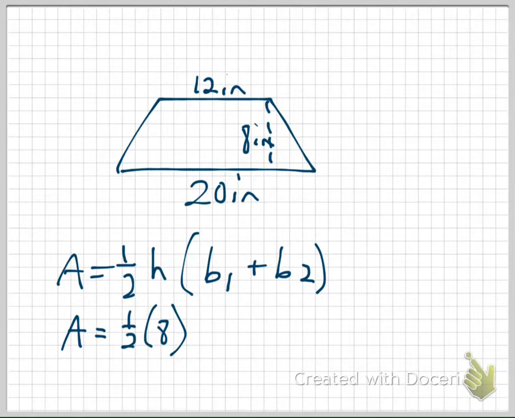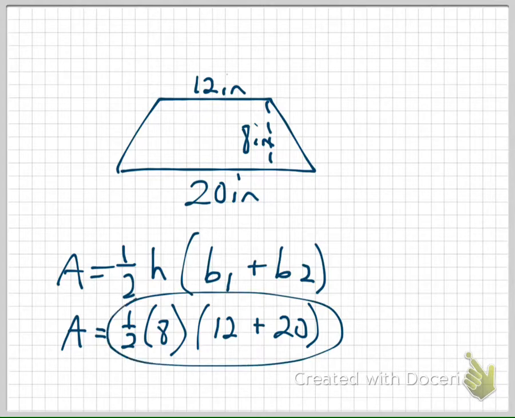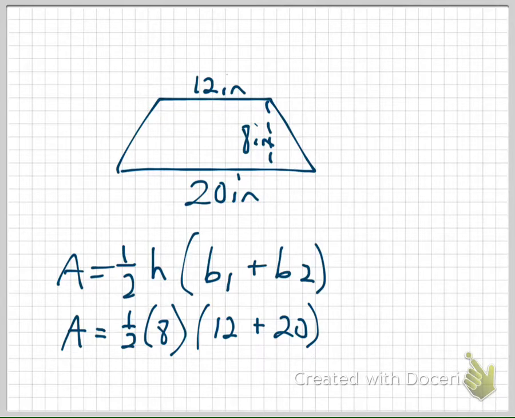Now what? 12 plus 20. Awesome. Now I have to choose here, right? There's no order of operations that has to be done. Which one do I have to do first? You have to add 12 and 20. That's in parentheses. So A equals 1/2 times 8 times 12 plus 20 is?